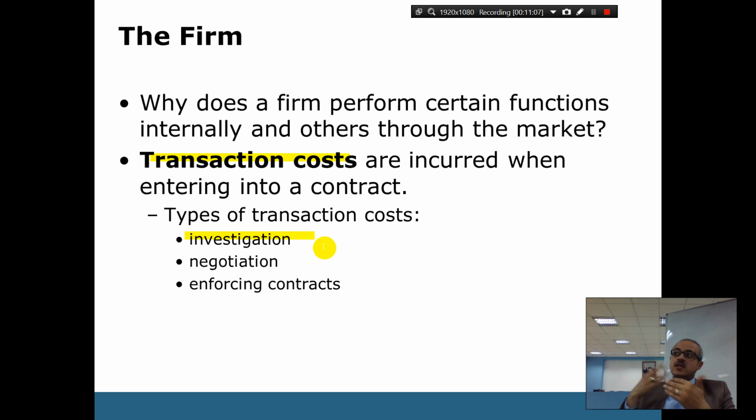If I had to do any negotiation, that's also part of the transaction cost. And in case the contract is not enforced, you also have to pay for enforcing the contract. So that also becomes part of the transaction cost.